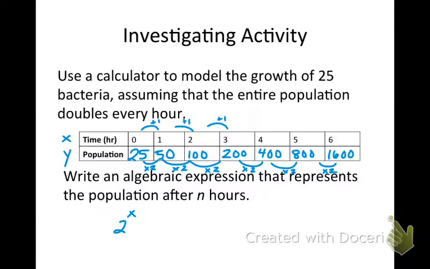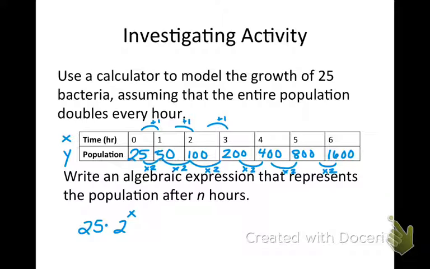Well, 2 to the 0 we said was what? 1. What do I need to multiply 1 by to get to 25? 25. So let's just play around with this for a second. So I'm going to put 25 times 2 to the x. What's 2 to the first? 2 times 25. Is that 50?